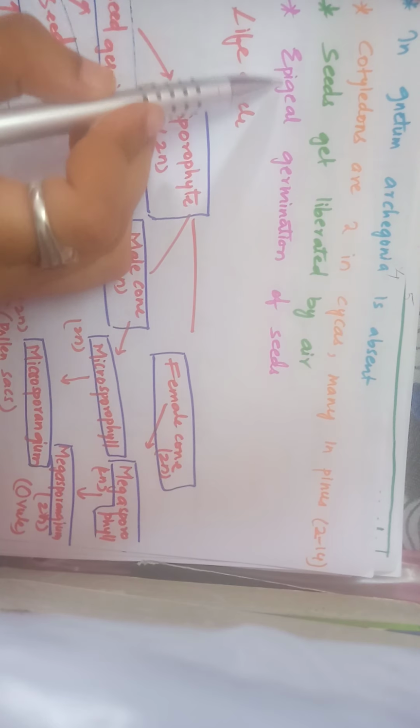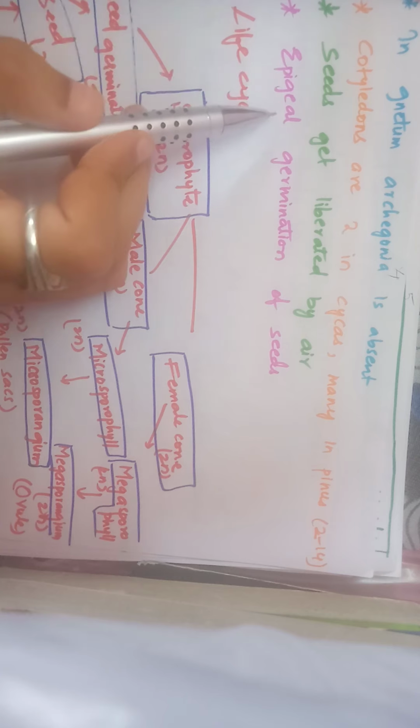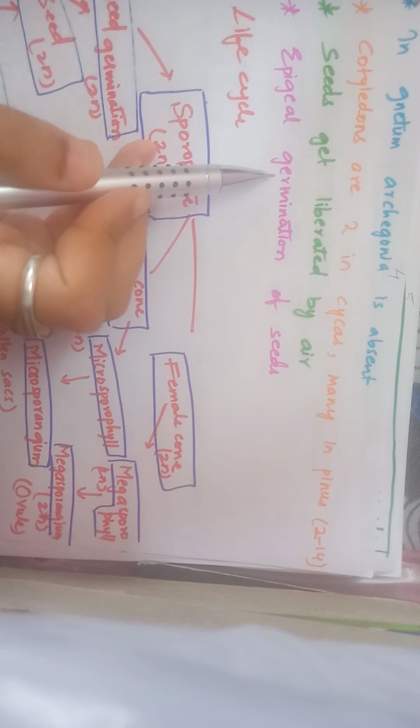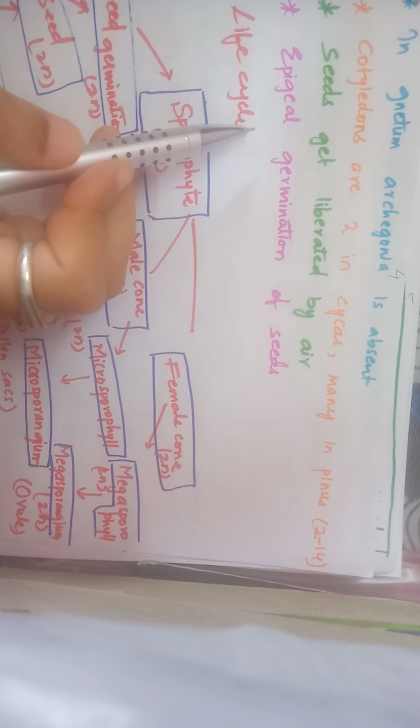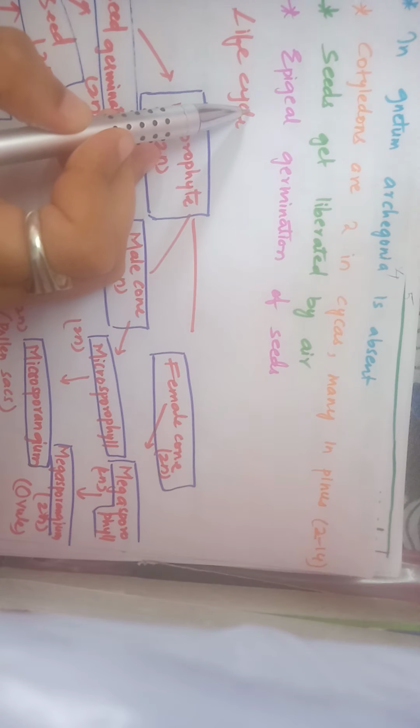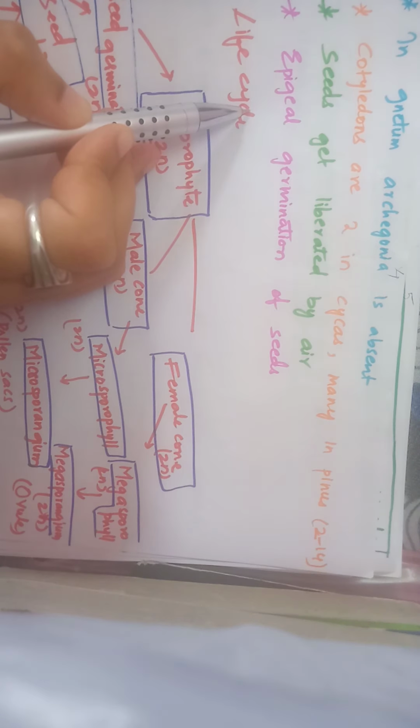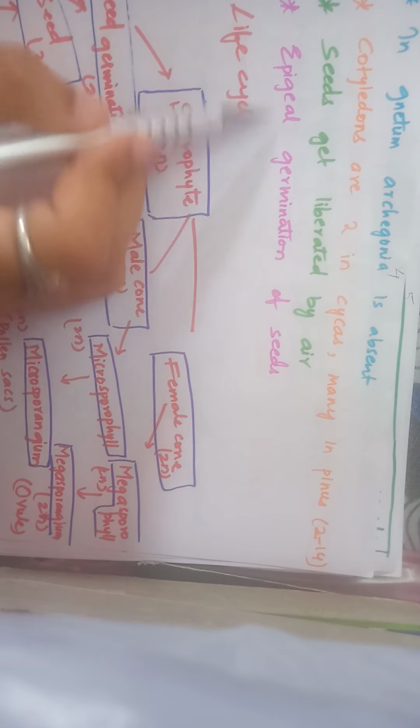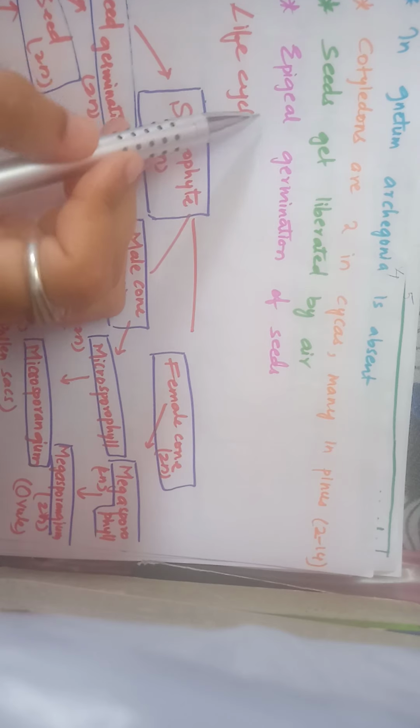Then how will the germination take place? It is epigeal germination, meaning above the ground. When the seeds germinate, the cotyledons come above the ground. This type of germination, where the cotyledons come above the ground, is known as epigeal germination.